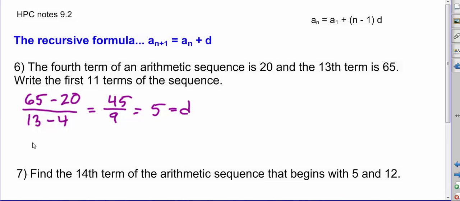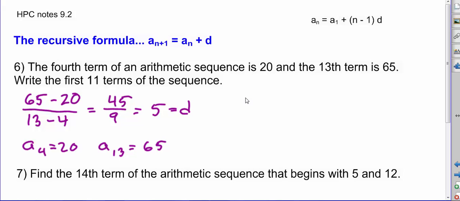And again, that came from knowing that the fourth term, a sub 4, was equal to 20, and that the 13th term was equal to 65. Okay, so now we're trying to write the first 11 terms. In order to write the first 11, I need to find the first term. So I'm going to do this.